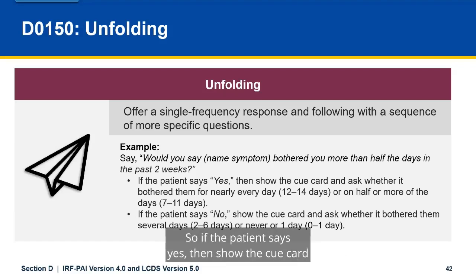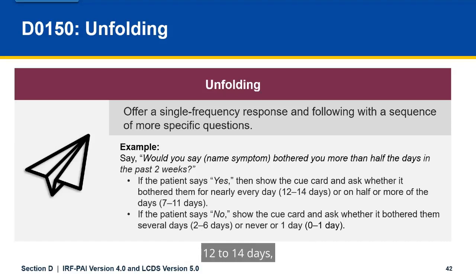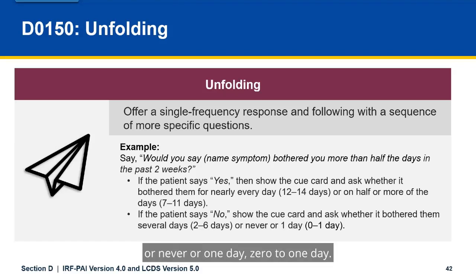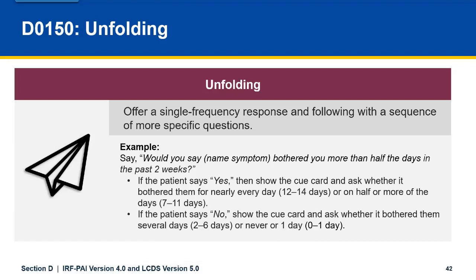So if the patient says yes, then show the cue card and ask whether it bothered them nearly every day, 12 to 14 days, or on half or more of the days, 7 to 11 days. If the patient says no, then show the cue card and ask them whether it bothered them several days, 2 to 6 days, or never or 1 day, 0 to 1 day.